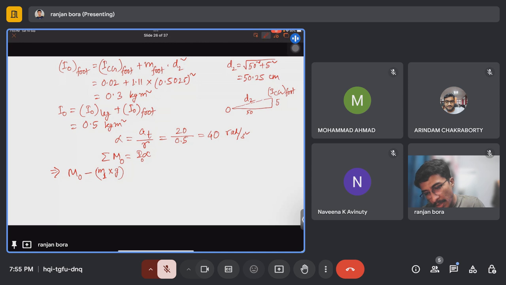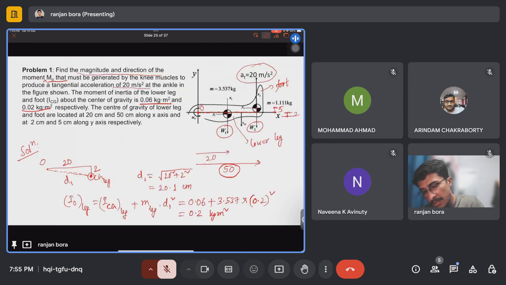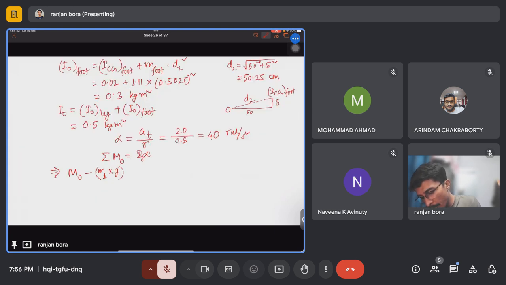M1 is the mass of this leg, which is given as 3.537 kg, and G is the acceleration due to gravity, and this distance is 0.2, minus M2 Z into 0.5. I notice 0.5 m alpha.